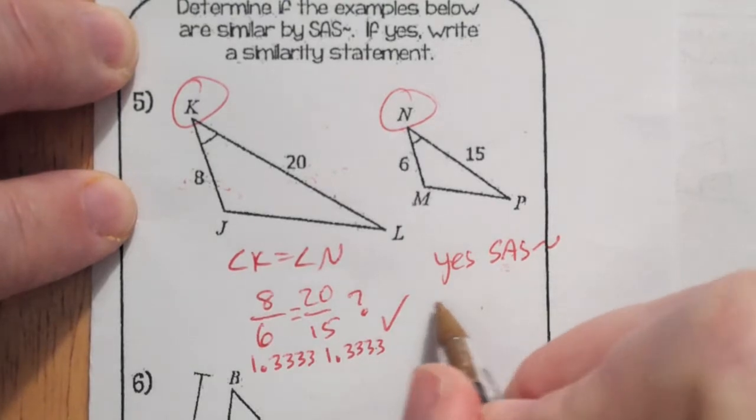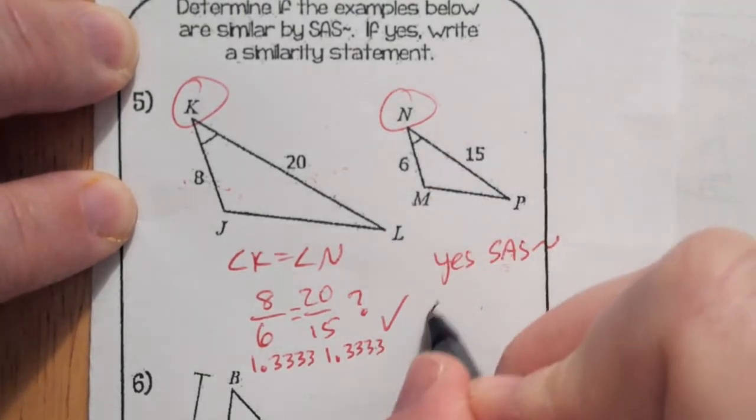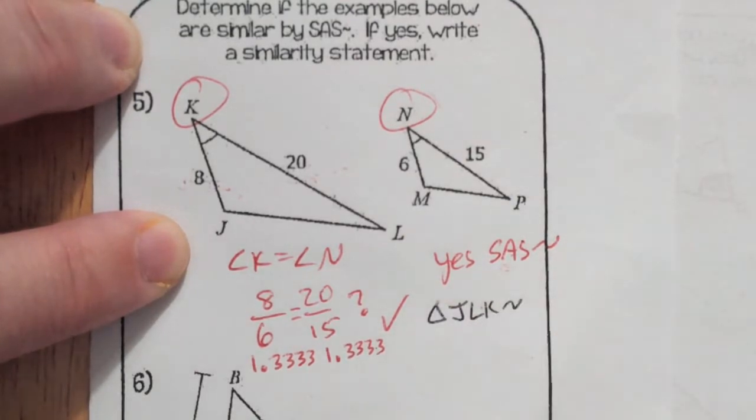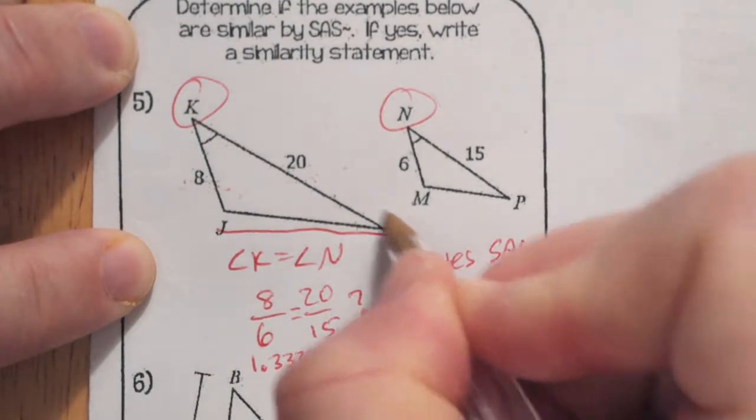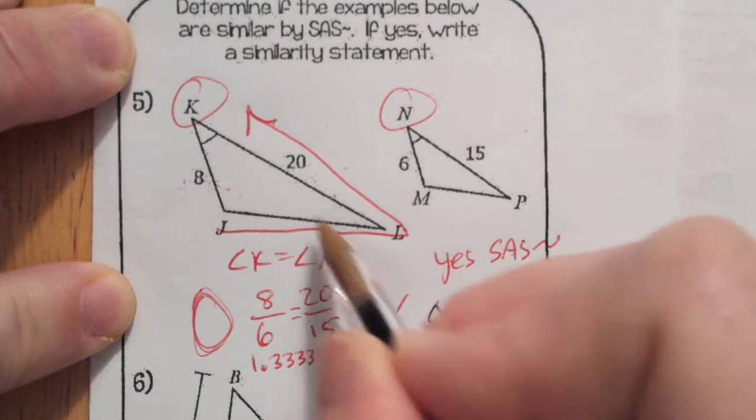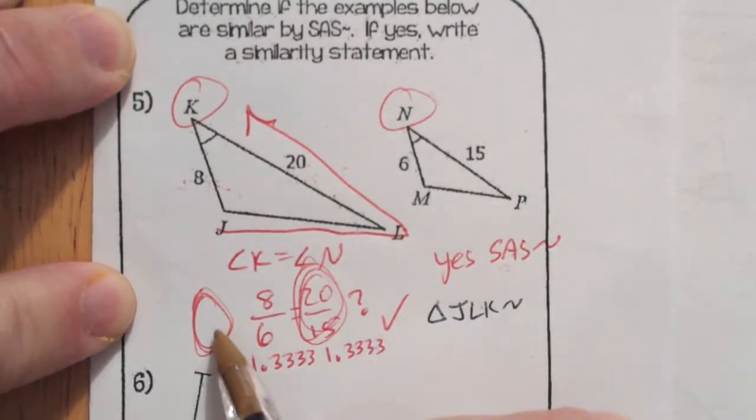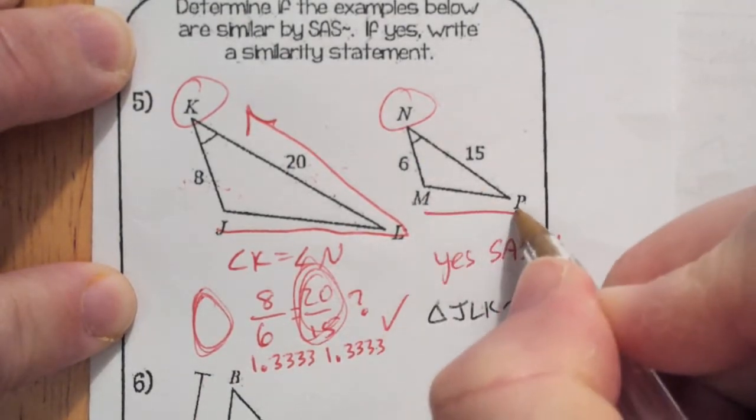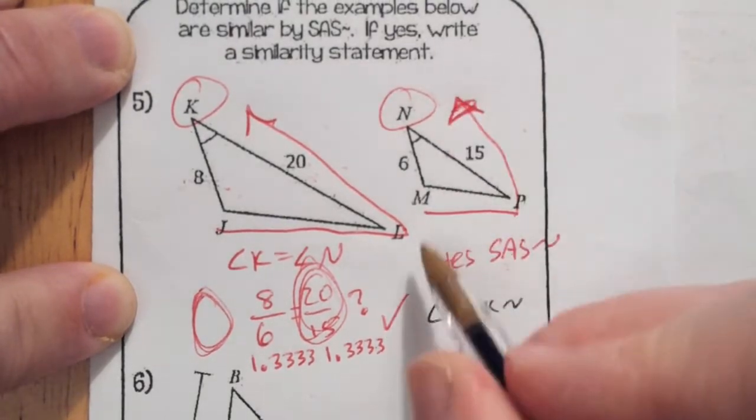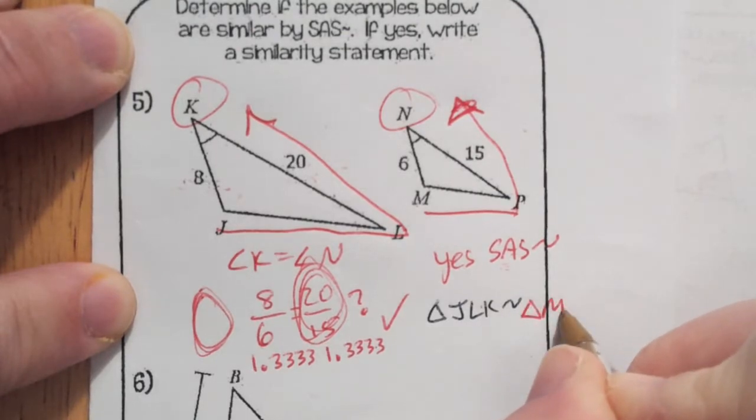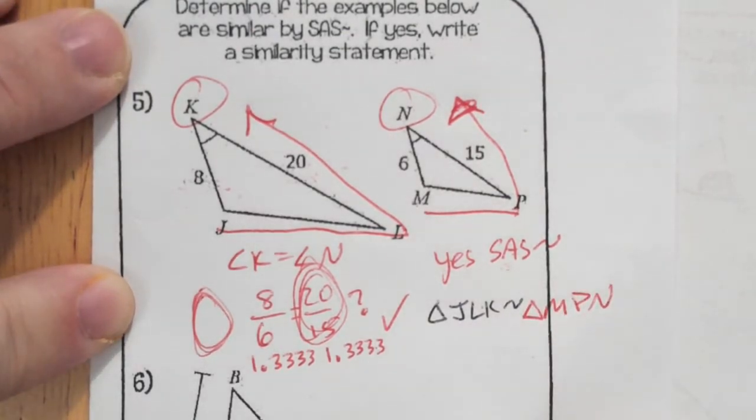Excellent. So now, what if I said triangle JLK? That would be similar to what? If I went JLK, that would be the side and then the 20, so then 20, that would be the side and the 15. And so that'd be MPN. So triangle MPN. And that's what we'll match up with.